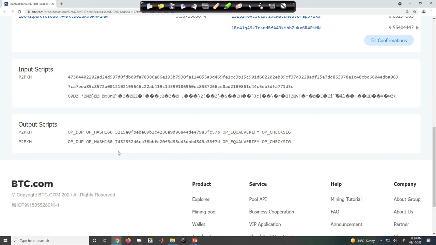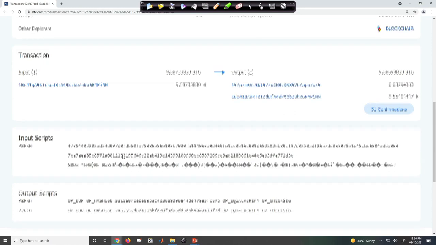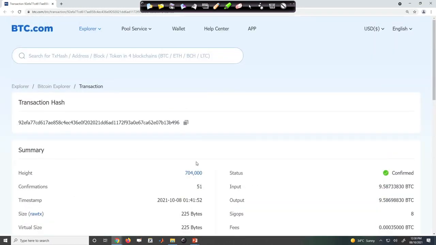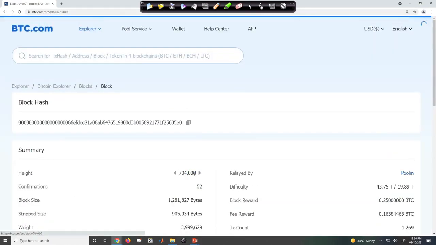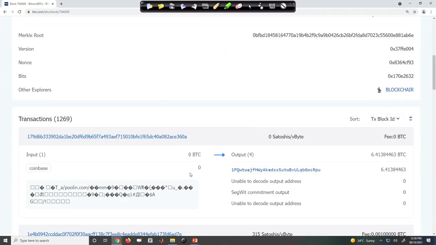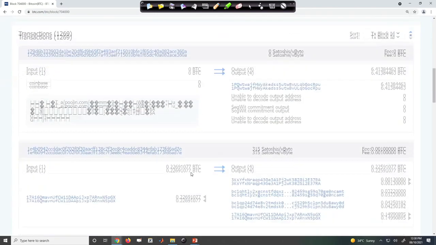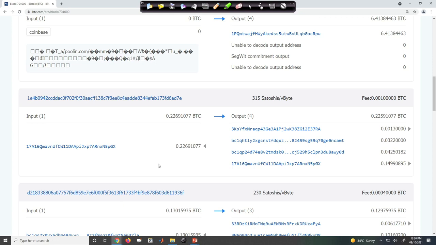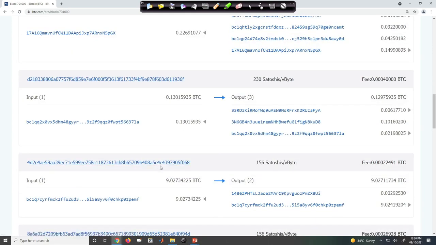So, there are two such output scripts. This transaction is taking one input script and making two output scripts, and you have further details here. If you go back to this particular block, you will see that it had 1,269 transactions, and there are so many transactions listed here. I took up one of them, and based on that we have got these types of scripts.